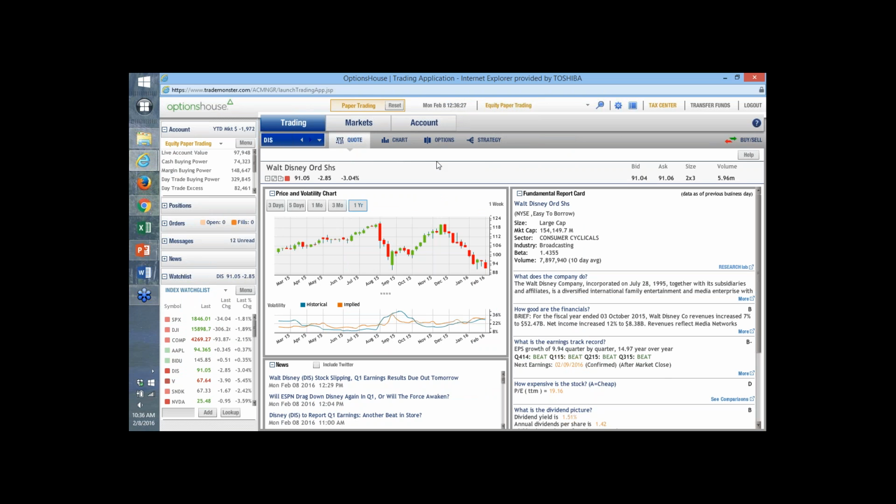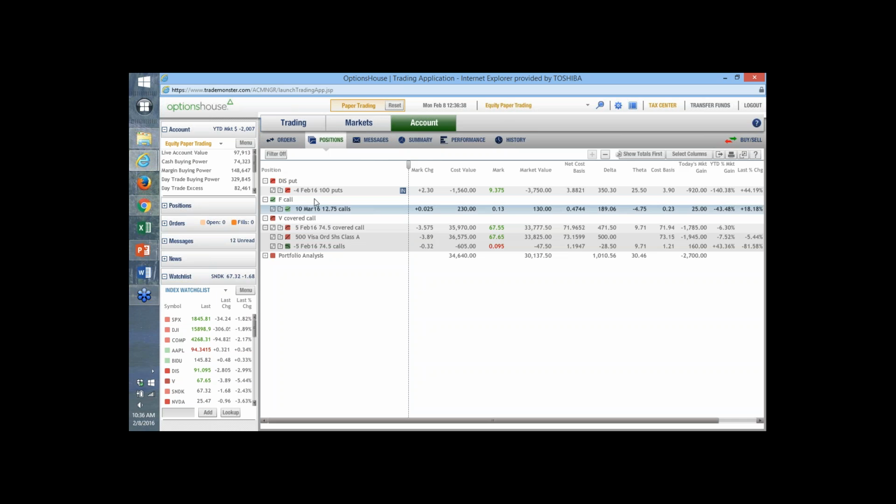Out of curiosity, if it pops back up to 115, what is going to happen to our short puts? Our short puts that are right now worth $9.35, something we sold at $3.88. What's going to happen to those short puts on Disney if Disney shoots all the way back up to 115? They'll be worth 15 bucks. Good guess though, Jeff.